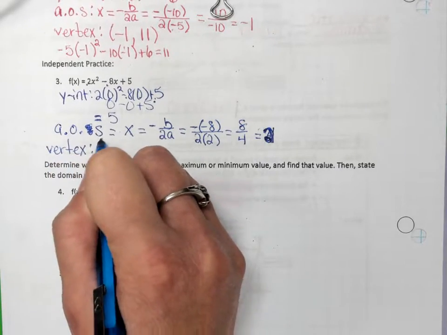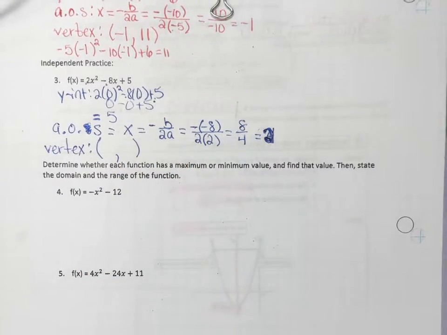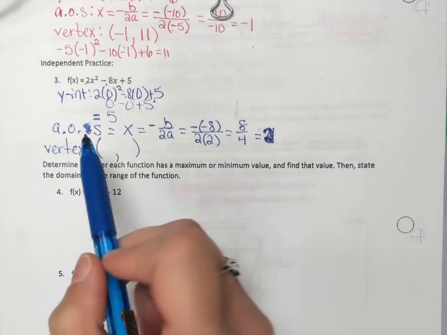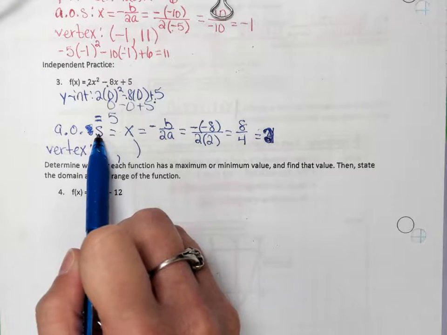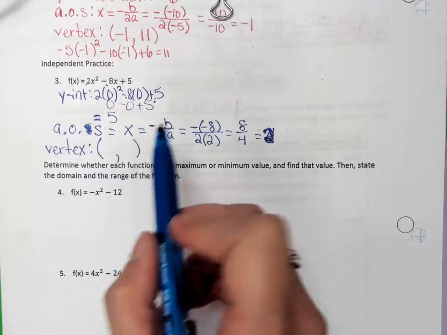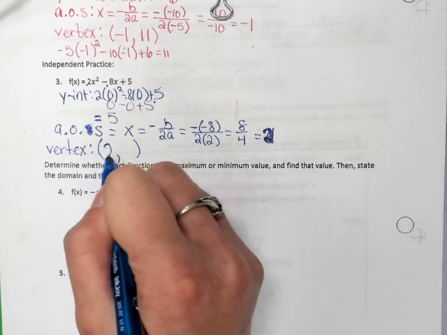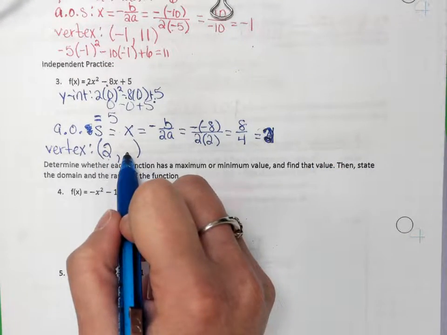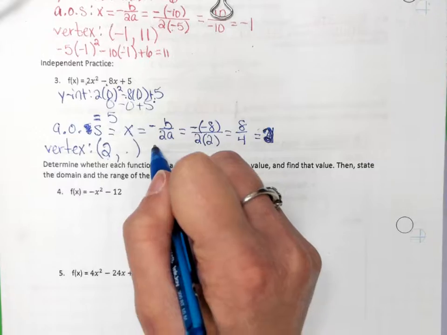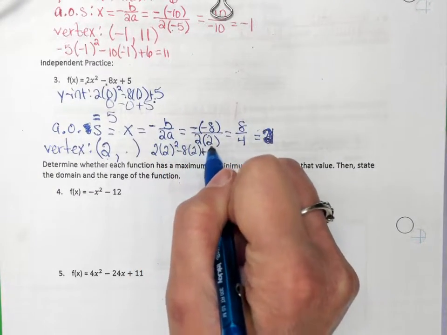Yes. Okay, so your vertex is a point. It's a point where your two sides come together, right? What do I mean two sides? Your axis of symmetry cuts your graph in half, right? So your x value is that 2 that you just found. So it's 2 right here. Then how do I find this y value? Plug it in up here. So 2 times 2 squared minus 8 times 2 plus 5.